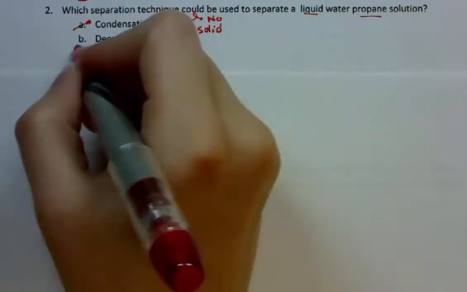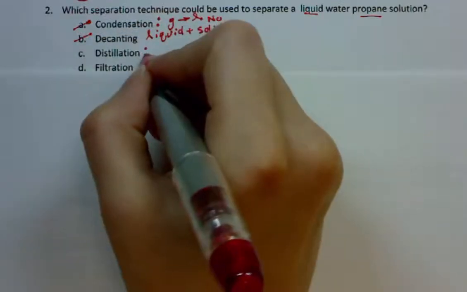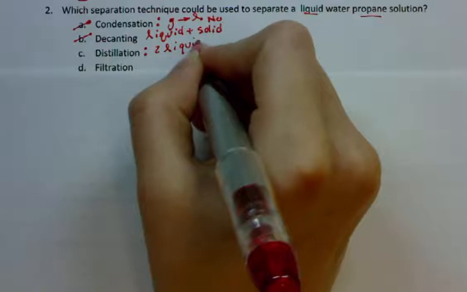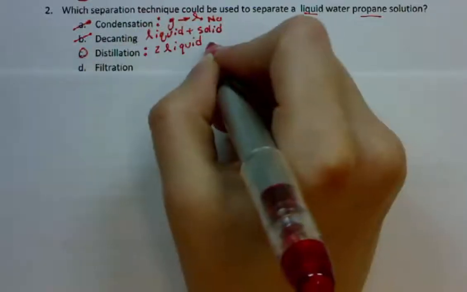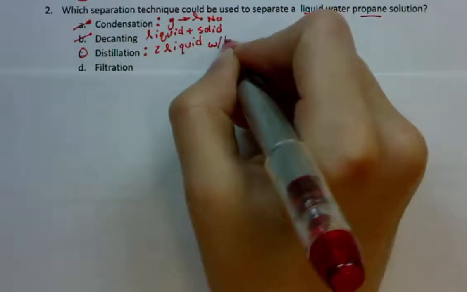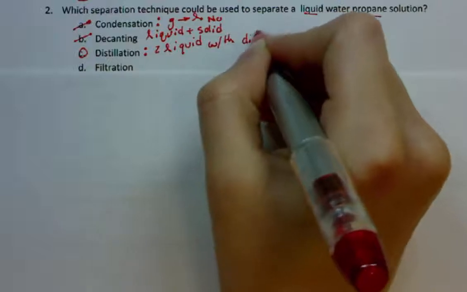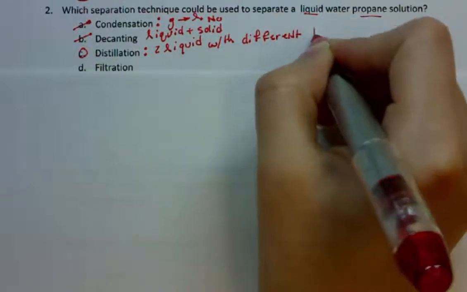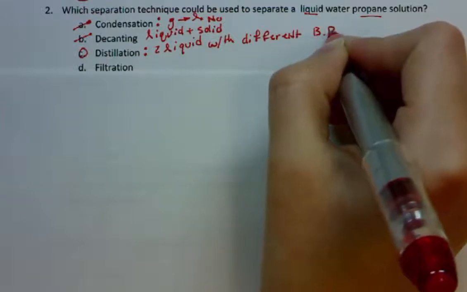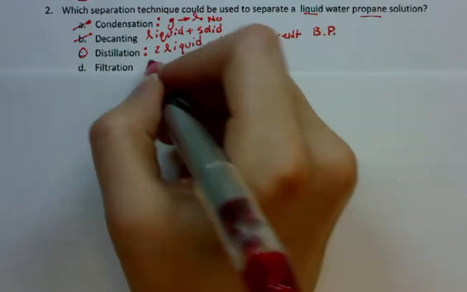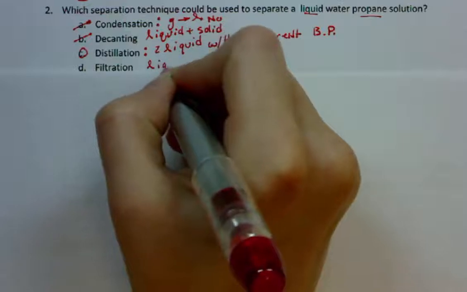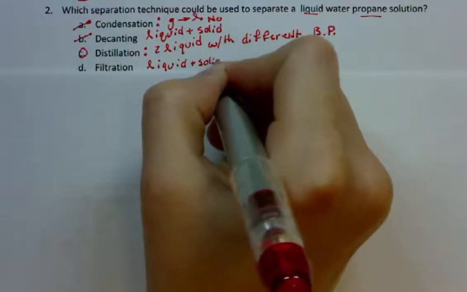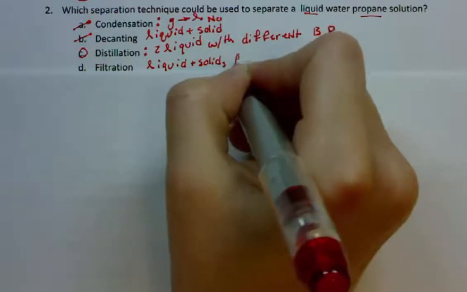Next we have C, which is distillation, which is used to separate two liquids with different boiling points. This could be used to separate water and propane, so this is the correct answer. Next we have D, filtration, which is using a funnel to remove a liquid and a solid. This is also not the correct answer.